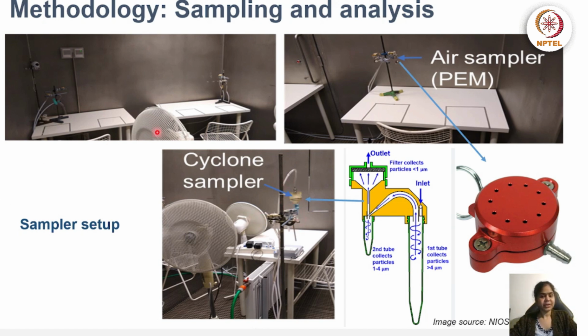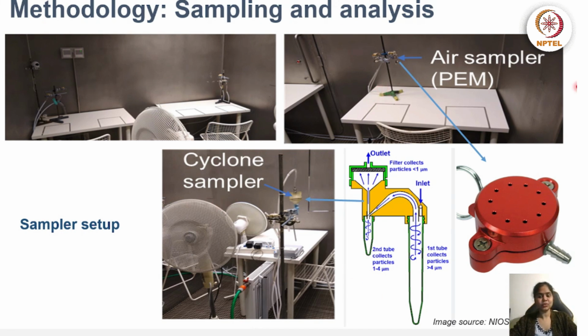So to compensate for that, we had multiple PEM samplers and only one cyclone sampler. As I told, we had fans, which is why we considered this a well mixed chamber. And the reason to keep it at this height is because we can have it at a breathing zone level. That's why it has been installed here.